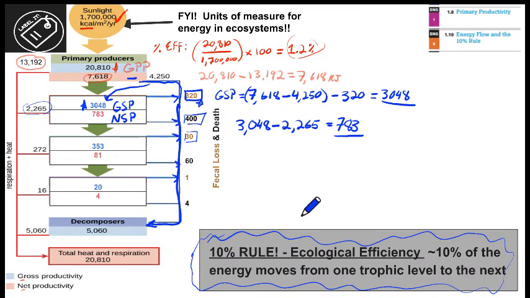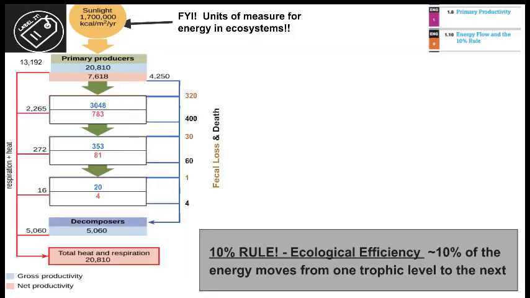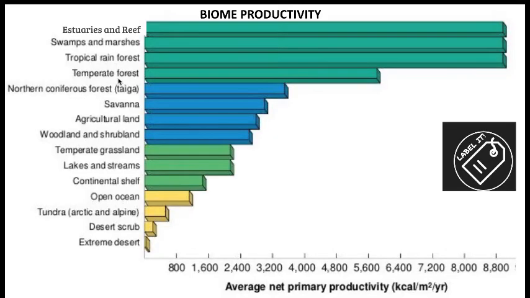All right, so the 10% rule is going to be a really, really critical piece of information, understanding how to estimate energy and biomass at different trophic levels. One thing we're going to take a minute and talk about is biome productivity. So now we've discussed productivity, how it works. We'll tie this in with our biomes.